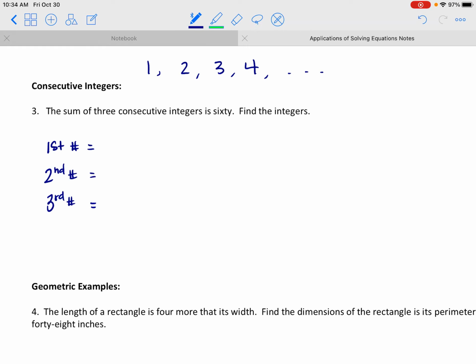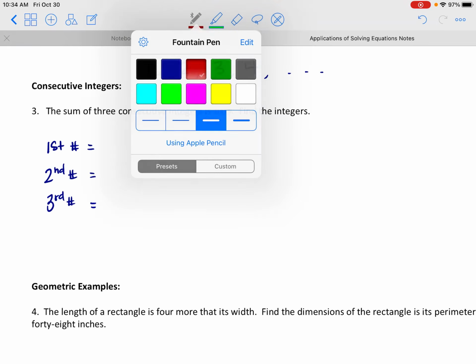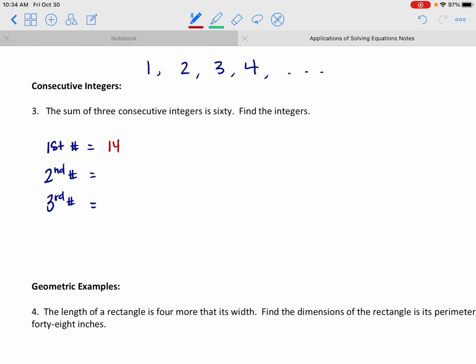So let's just say the number, don't write this because it's incorrect, but I'm just going to say, what if my first number was 14, then my next number would have to be 15, and my next number would have to be 16, right? Consecutive numbers. Or if my first number was 10, this would be 11, and this would be 12. Or if the first one was 5, this would be 6, and this would be 7, right?